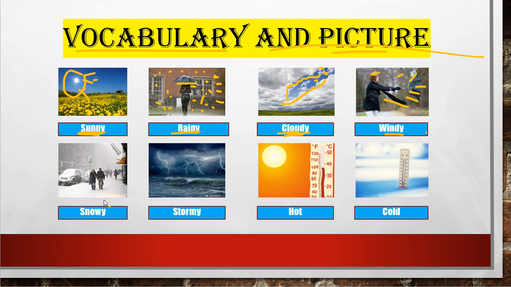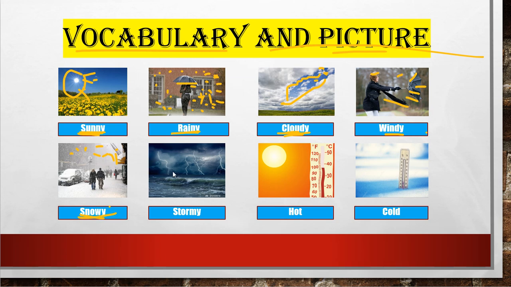Next, we have snowy. Rain is water, a teardrop of water that falls down from the sky. But this one here is ice. A small, soft ice that falls down from the sky, so we call it snow. So this weather type is snowy.